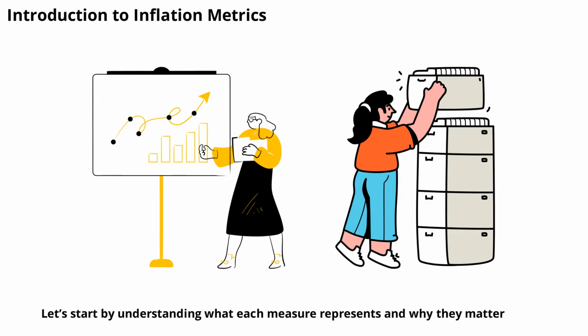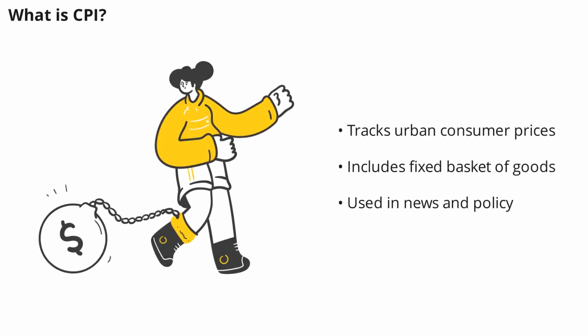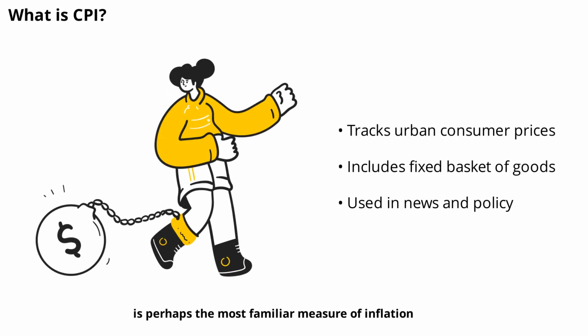Let's start by understanding what each measure represents and why they matter. Consumer Price Index, or CPI, is perhaps the most familiar measure of inflation. It tracks the average change over time in the prices paid by urban consumers for a basket of goods and services. This basket includes items like food, housing, clothing, transportation, and medical care. The CPI is widely used by policymakers, businesses, and individuals to assess price trends and make economic decisions. It's also the metric often cited in news reports about inflation. But what exactly goes into the CPI and how is it calculated? Let's take a closer look.